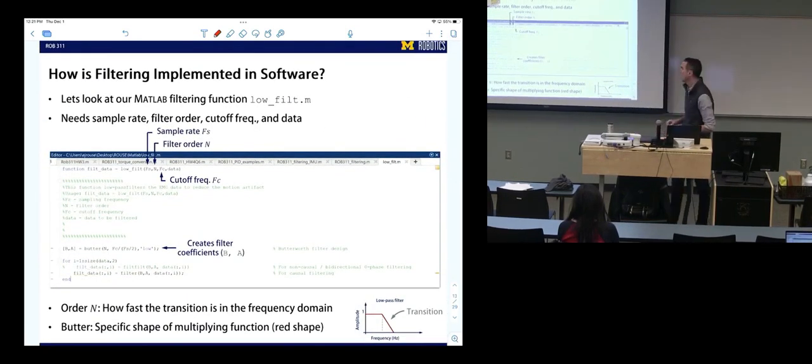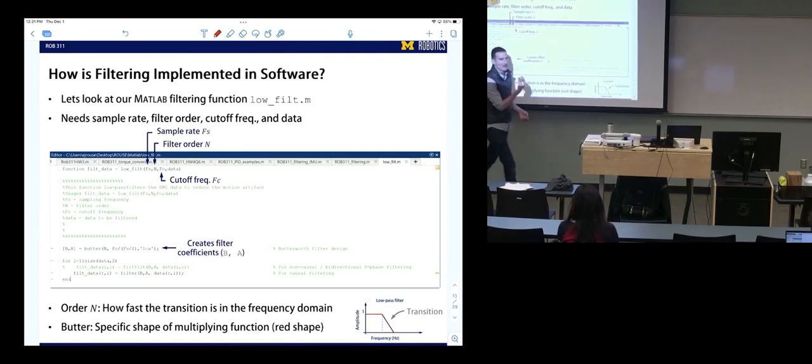This was an example of a filter API that I've created in the past, so you guys have access to this. It's a not complicated filtering function where you input some things. This is a function called lowfilt. You input the sample rate, the order of your filter, the cutoff frequency, and the actual data, and it returns to you the filtered data. There are lots of different versions of functions, both in Python and in MATLAB, to do this.